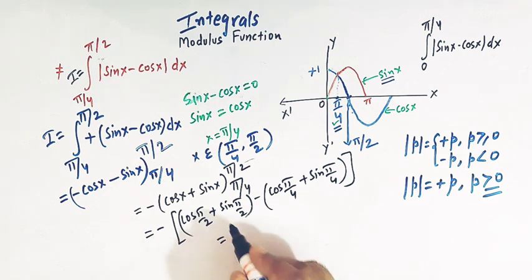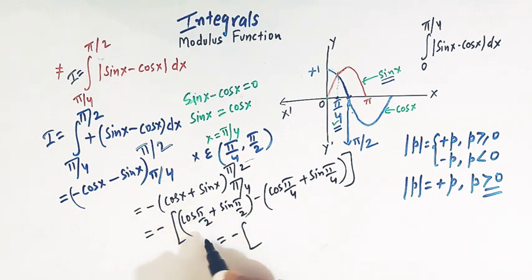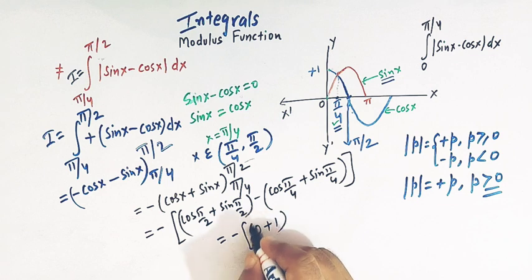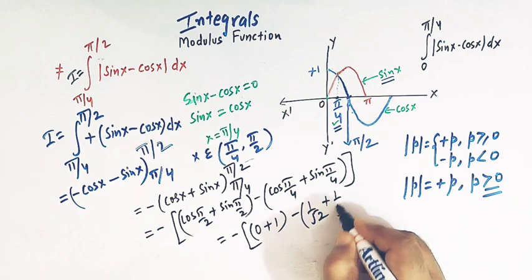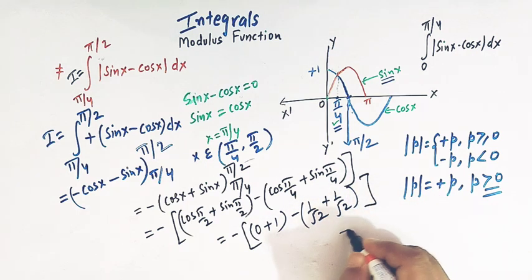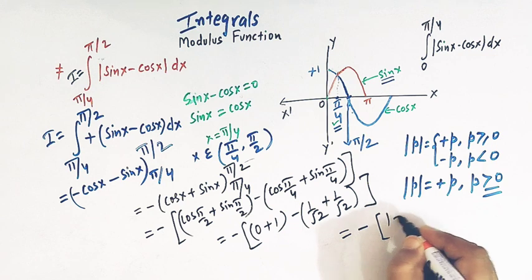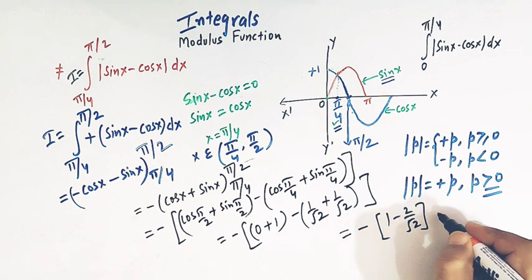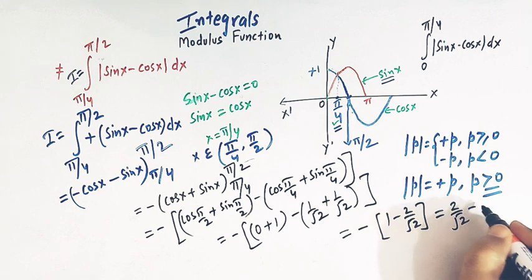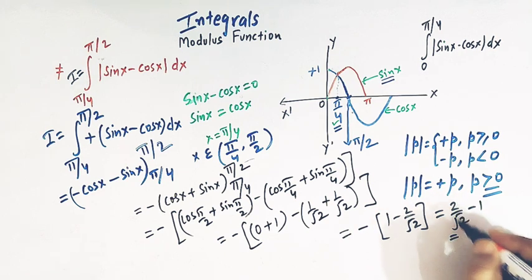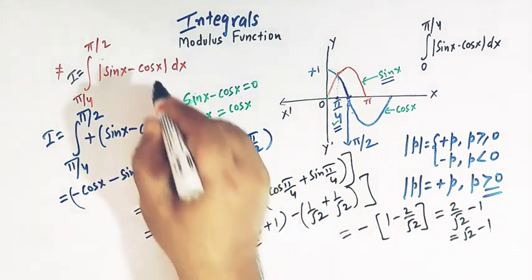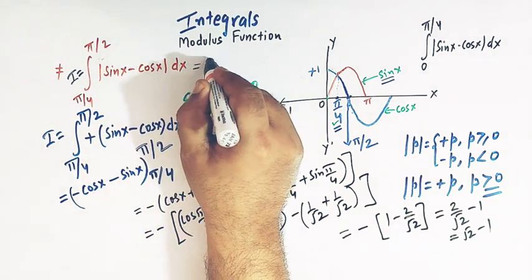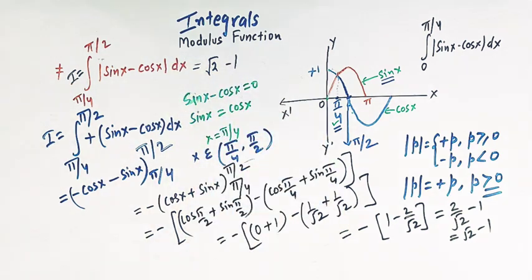Now cos pi by 2 is 0 and sine pi by 2 is 1. Cos pi by 4 is 1 over root 2 and sine pi by 4 is 1 over root 2. So this is 1 minus 2 over root 2, and with the sign this becomes 2 over root 2 minus 1. Rationalizing it, we get root 2 minus 1. So the value of this integral is equal to square root of 2 minus 1.